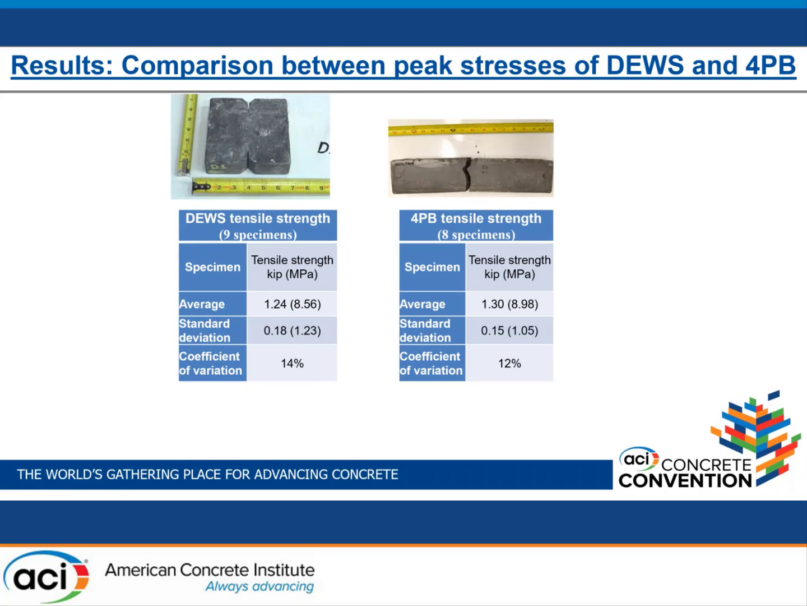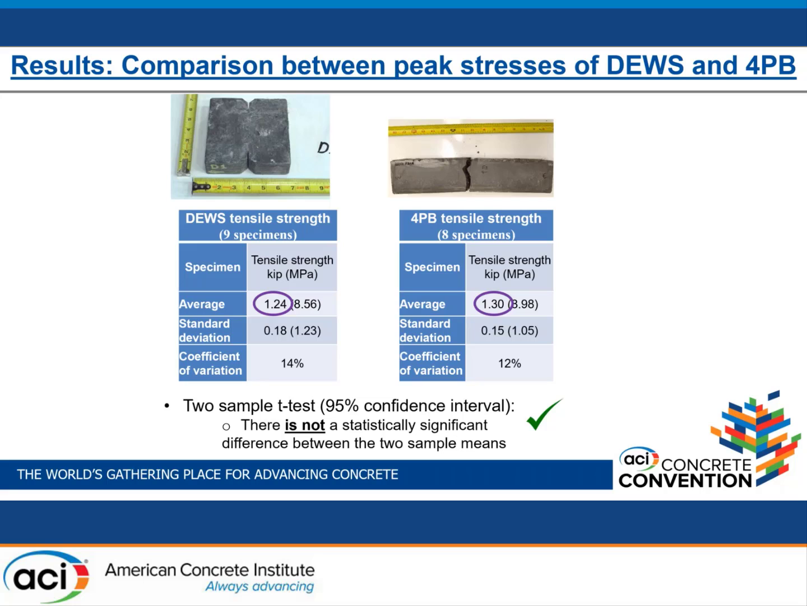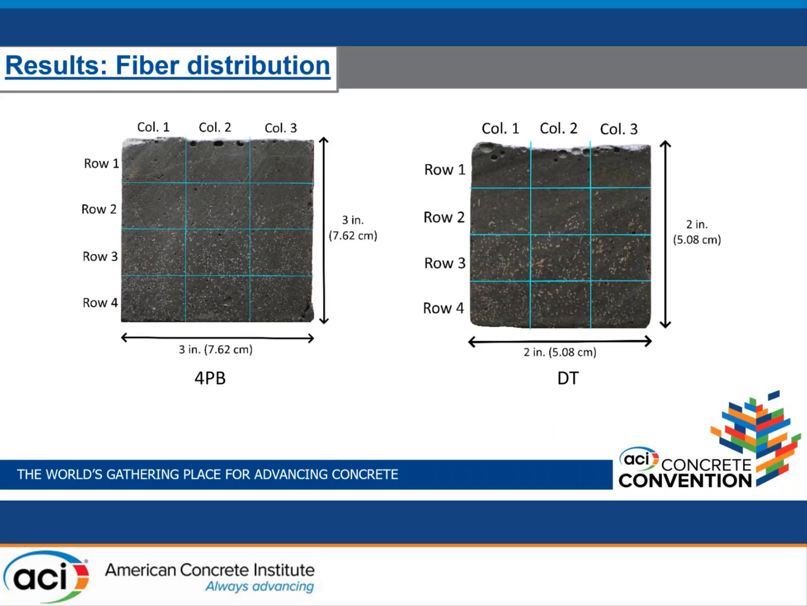We also compared the DEWS test method, or the double-edge wedge splitting test, with a 4-point bending analysis, and we saw that the results were in fact not statistically significantly different. There was no statistically significant difference between the means of these two specimens.